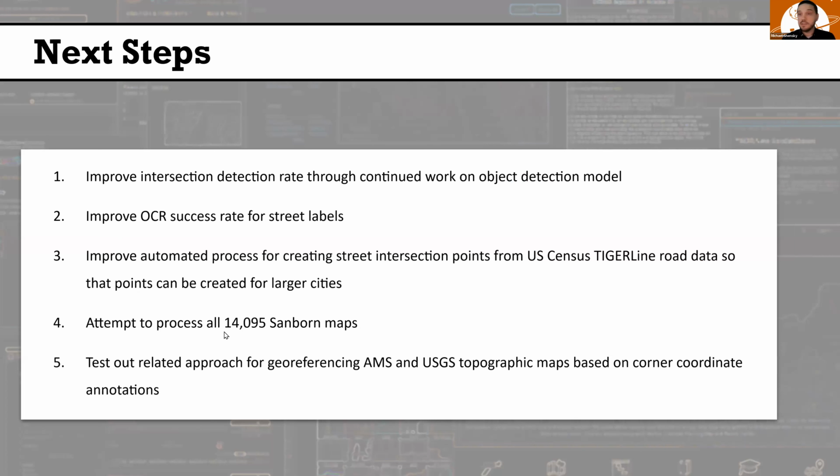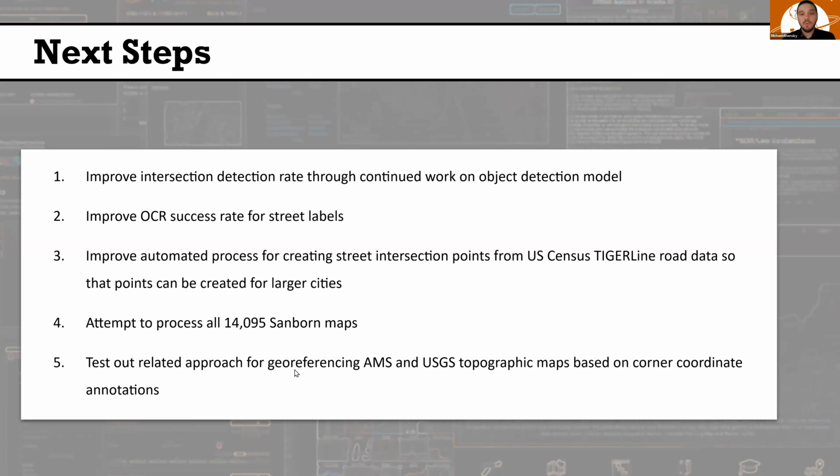I would really like to try to run this against all 14,000 Sanborn maps. It would be interesting to see exactly how many we can georeference. I estimate that we'll probably be able to successfully georeference a couple thousand of them using this approach, and have it run in the span of a couple hours. Just pretty amazing, where that would take hours and really days or months of personnel time to manually georeference those.